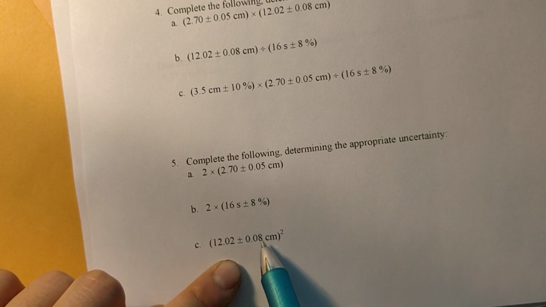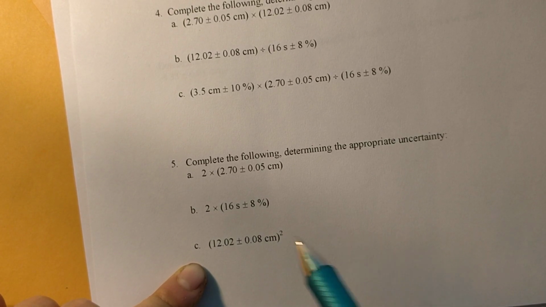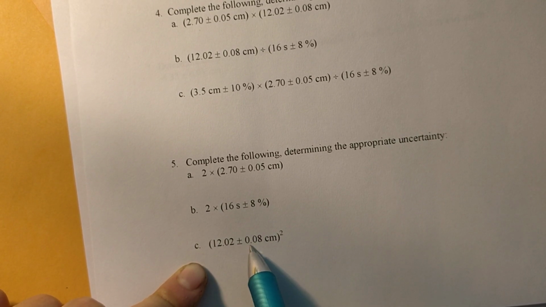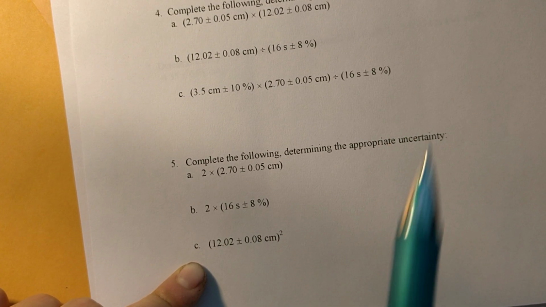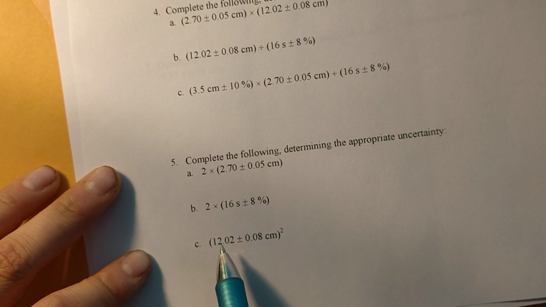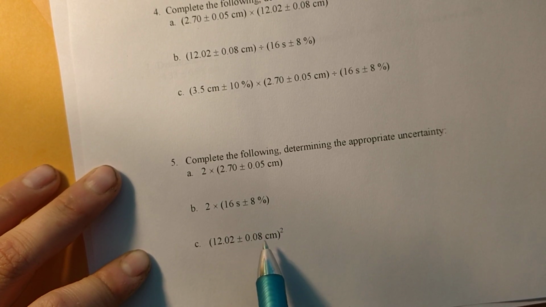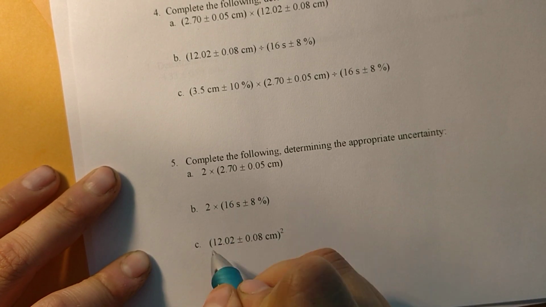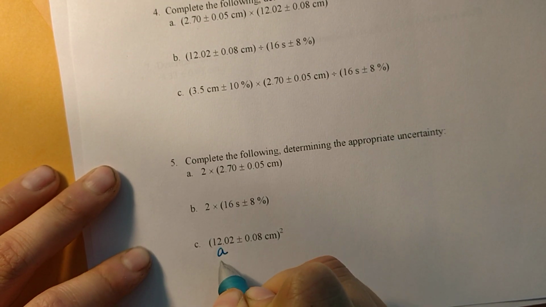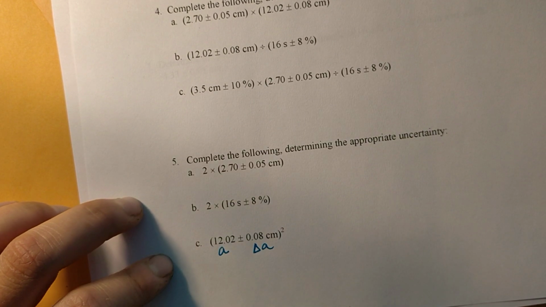12.02 plus or minus 0.08 centimeters, and I'm squaring this measurement. Now, a lot of students will just square this and square the uncertainty and get the final answer. But that's not how we calculate the uncertainty in 12.02 squared. The data booklet tells you what to do. So in the data booklet, this would be my A, my measurement, and this is my delta A.